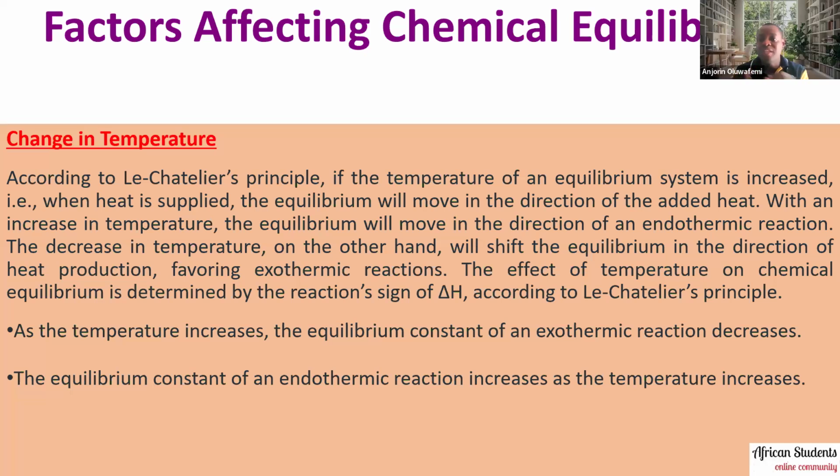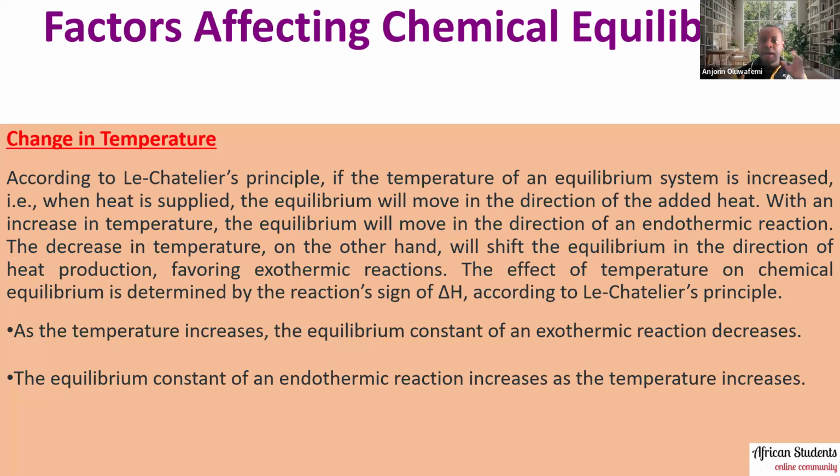Now, the effect of temperature on chemical equilibrium is determined by the sign of delta H, according to Le Chatelier's principle. So we can equally say that as the temperature increases, the equilibrium constant of an exothermic reaction decreases, and the equilibrium constant of an endothermic reaction increases. Let me say that again for emphasis sake. As the temperature increases, the equilibrium constant of an exothermic reaction will do what? It will decrease. Don't forget that an exothermic reaction will always be giving heat to the environment.